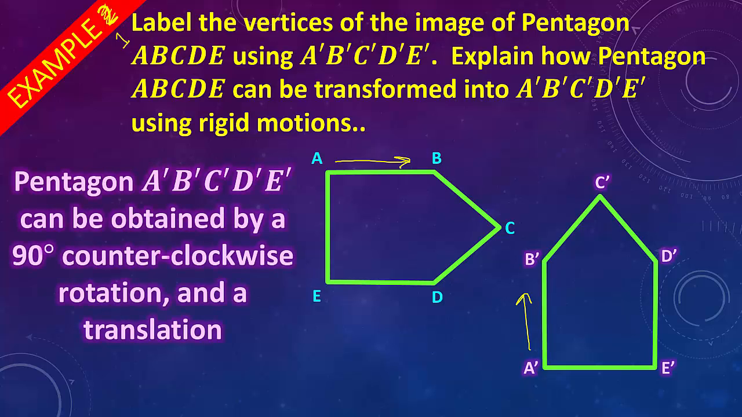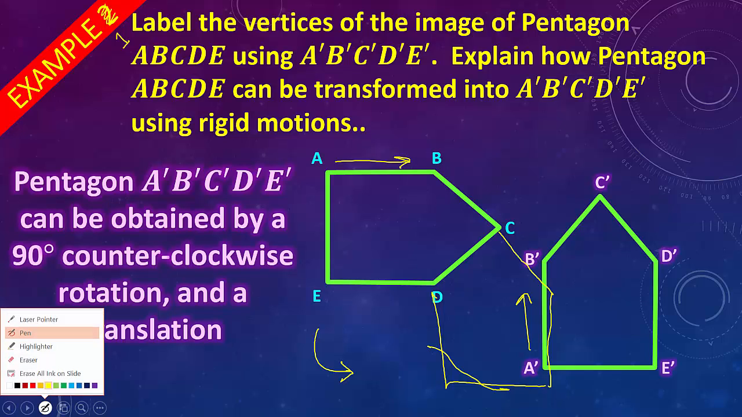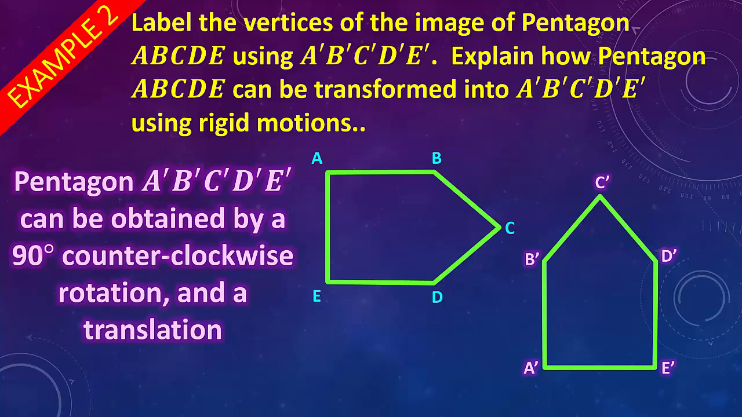All right, so pentagon A prime, B prime, C prime, D prime, E prime can be obtained by a 90-degree counterclockwise rotation, because remember we're going this way, and that's counterclockwise. But even if we rotated it about point C, that would only move it, and here is what it would look like. That wouldn't give us the overlapped image. So then we would have to translate it. Remember, that means to slide it. So it would be slid to the right and up.